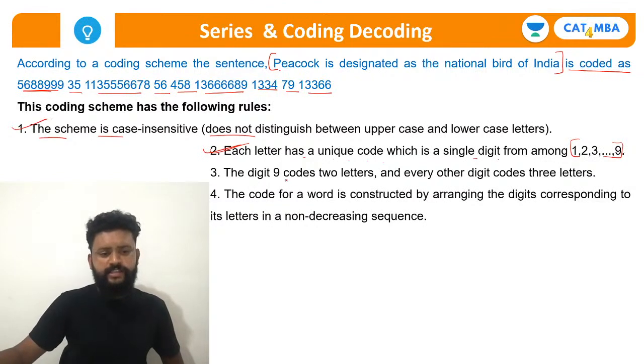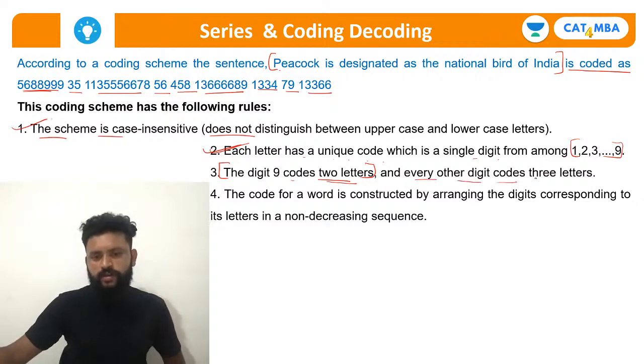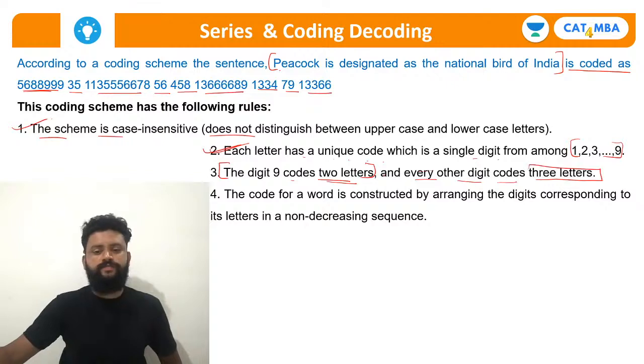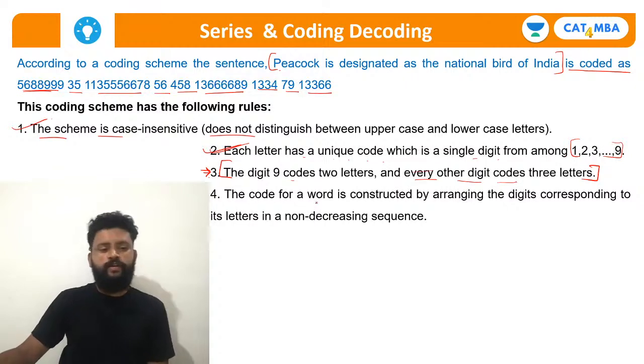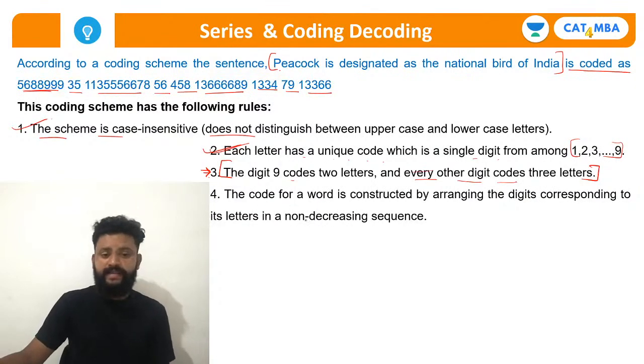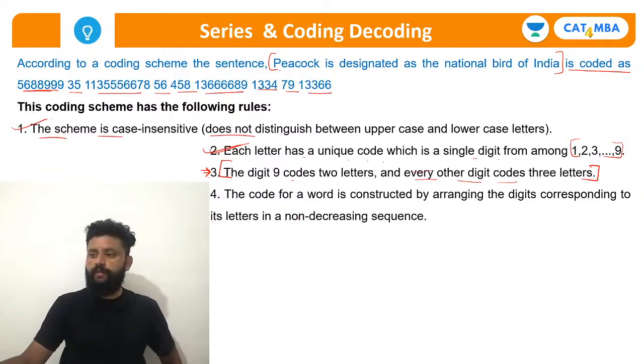So the digit 9 codes 2 letters. Now here is the important clue. So 9 is the digit used for 2 letters, and every other digit codes 3 letters. What is the meaning? If you understand this clue, this is the most important clue. Nicole, have you understood the third clue? Because the fourth one is quite easy then. The code, that's again important, but that's very easy to understand. What about the third clue? Yes, a little bit tough.